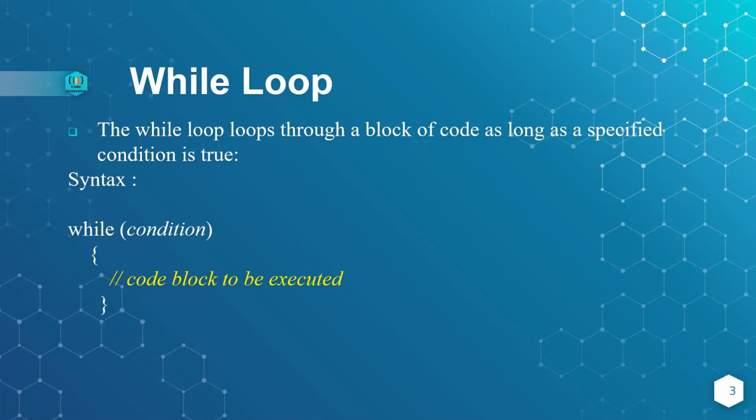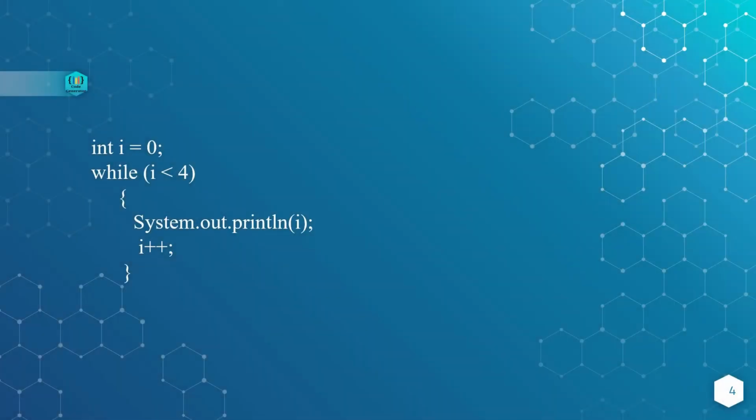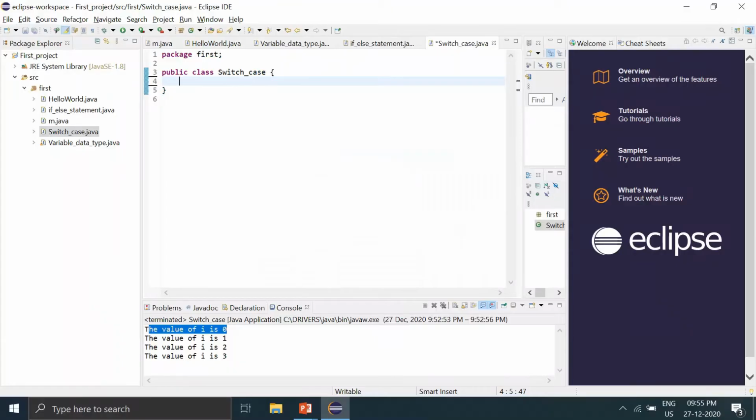The first loop we will see is the while loop. The while loop loops through a block of code as long as the specified condition is true. We are going to understand this while loop practically in order to understand it deeply. Before that, we'll just see the syntax: while, in brackets the condition, whatever we want to put, and in the curly braces, the block of code to be executed. Okay, so let's see it practically with an example.